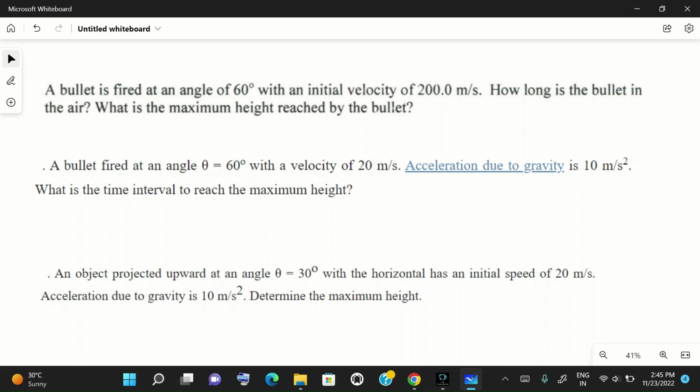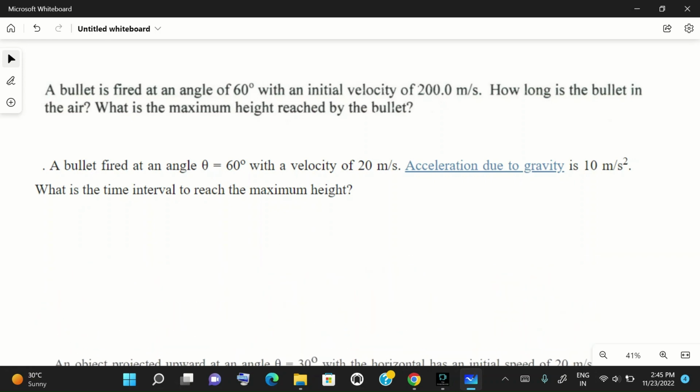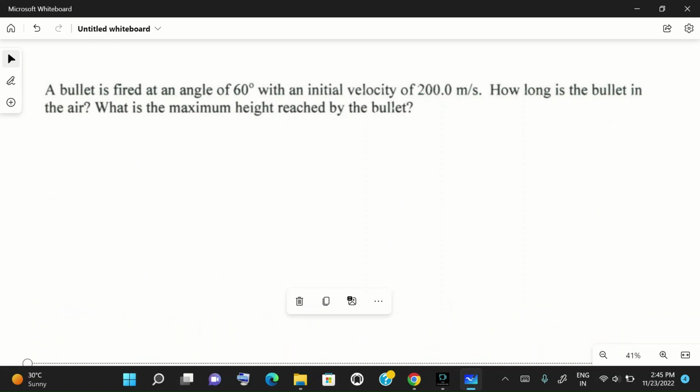So let's start. The first problem is: a bullet is fired at an angle of 60 degrees with an initial velocity of 200 meters per second. How long is the bullet in the air? What is the maximum height reached by the bullet? So let's start. First we will solve this problem, then we will solve these two problems later.